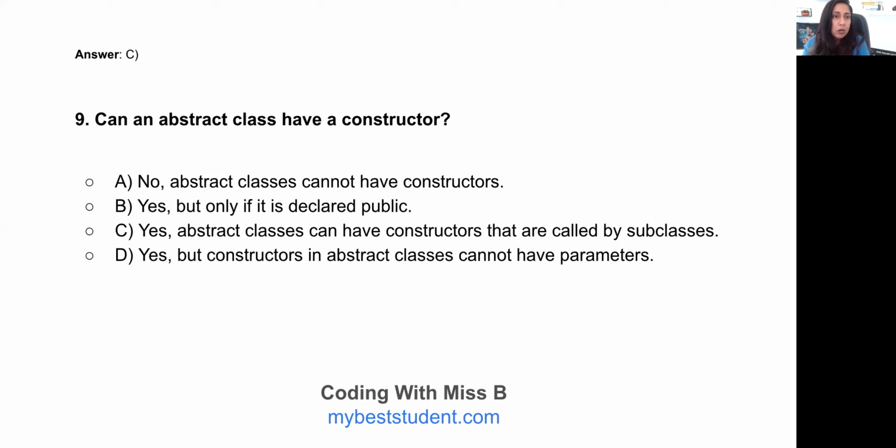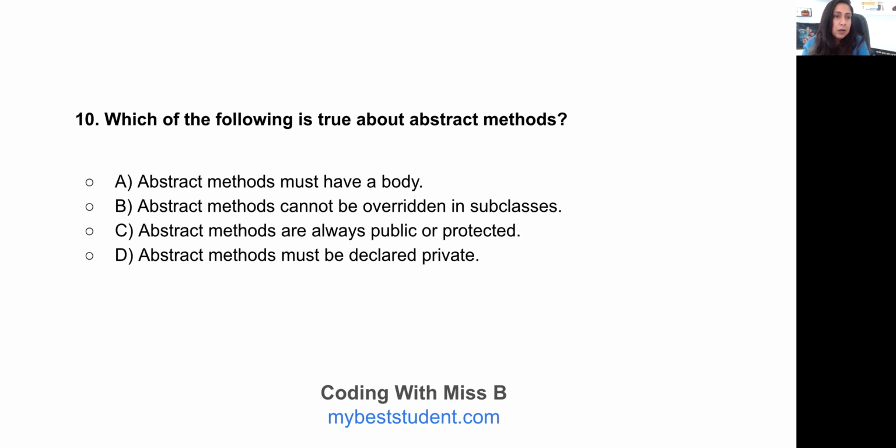So, all right. Question 10. Which of the following is true about abstract methods? A, abstract methods must have a body. I believe that is not true. That's the whole definition of being an abstract method. It does not have a body. Abstract methods cannot be overridden in subclasses. That also doesn't make sense to me because that is pretty much how you would put the body in, is by overriding it in a subclass.